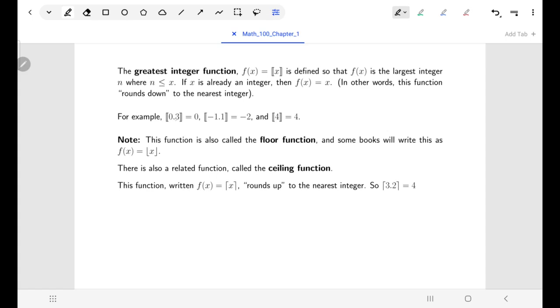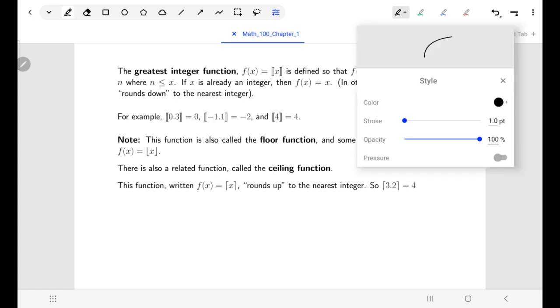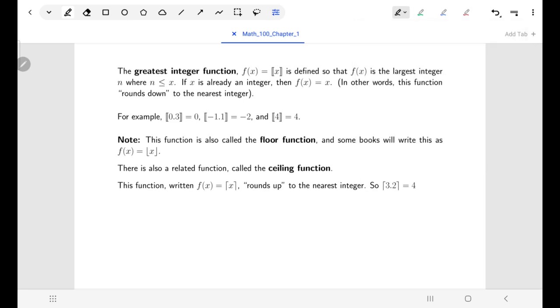So 0.3, rounding it down to the nearest integer, is 0. Negative 1.1, rounding it down to the nearest integer, is negative 2. If you're having trouble seeing that, of course, it's easy enough to draw yourself a little number line, and it makes it a little more obvious when you're looking at the rounding down. Negative 1.1 would be over here, so the biggest integer that's below it would be negative 2.